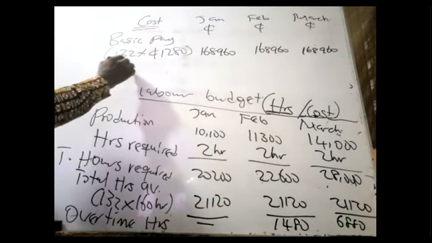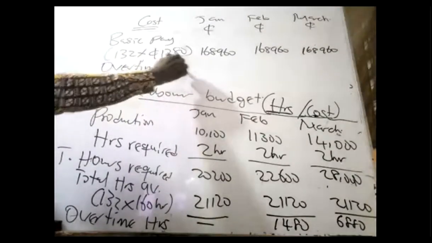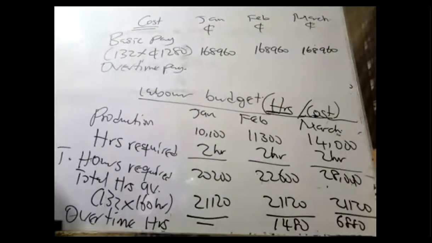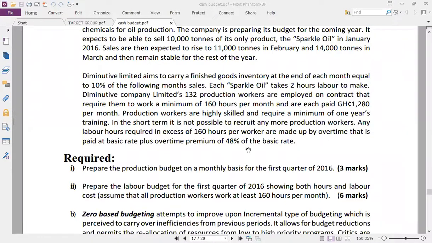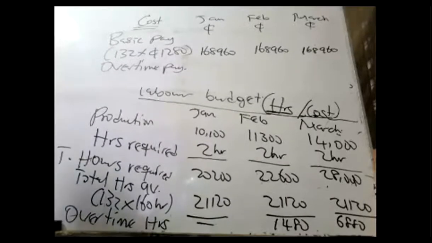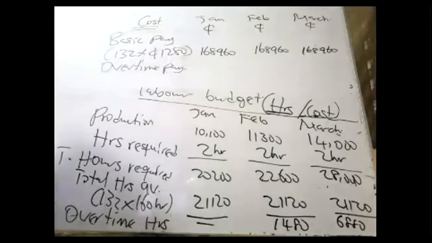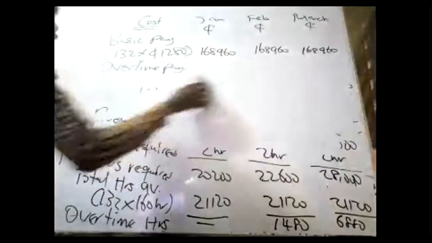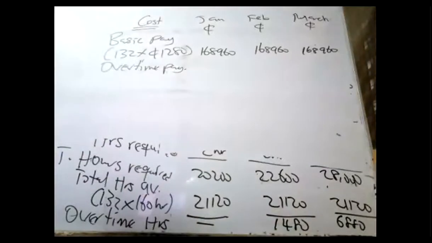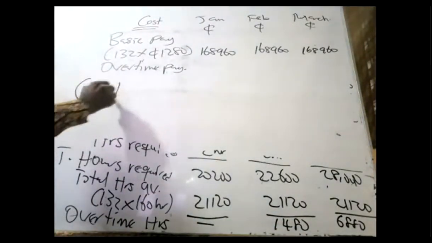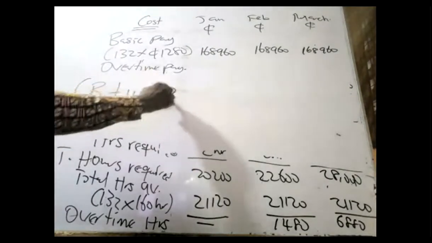Overtime pay. Let's go and calculate it. There's something the question gave us. We're saying that overtime is paid at basic rate plus an overtime premium of 48% of basic. So I can do some small working there. That means overtime pay is equal to the basic plus 48% of the basic.